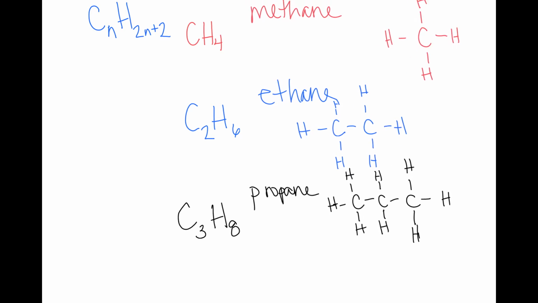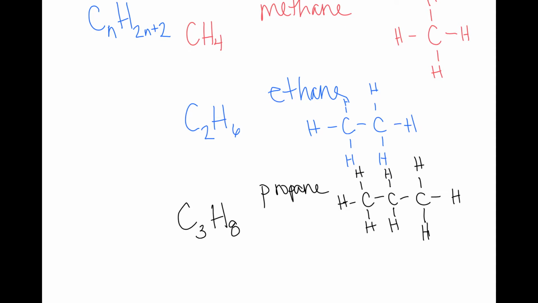We have one other way we can write this, and this is called a line structure. Okay, so the way a line structure works is that every point on our line is a carbon. So there's 1 carbon, there's 2 carbons, and here's 3 carbons.